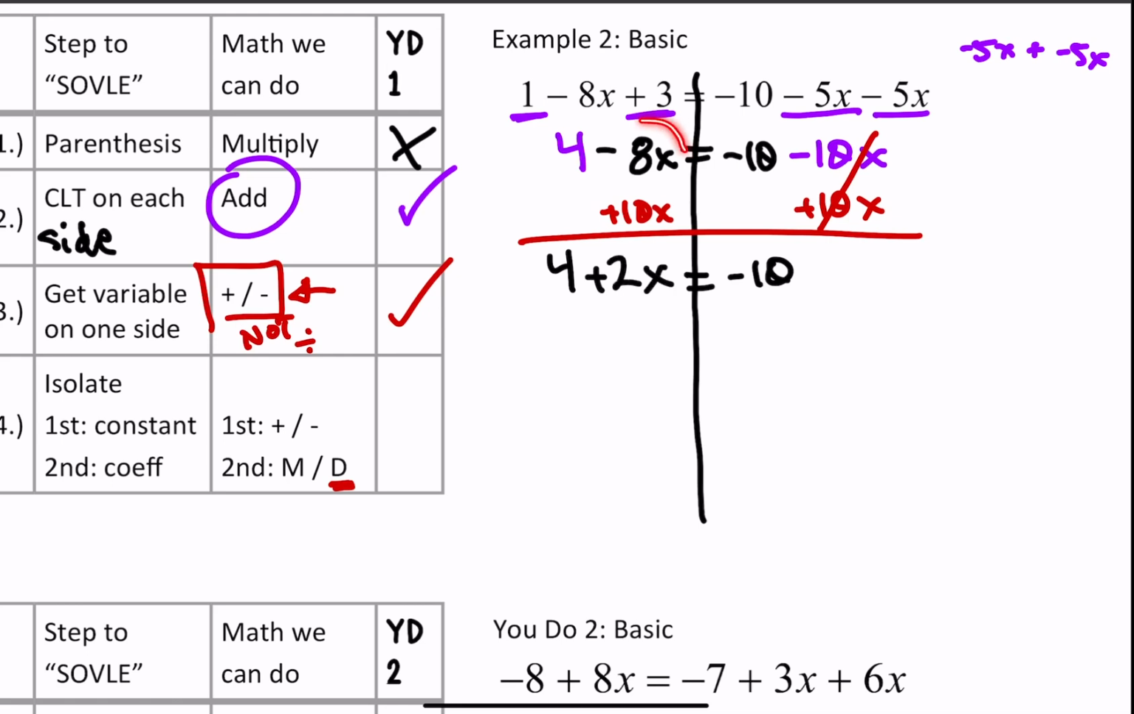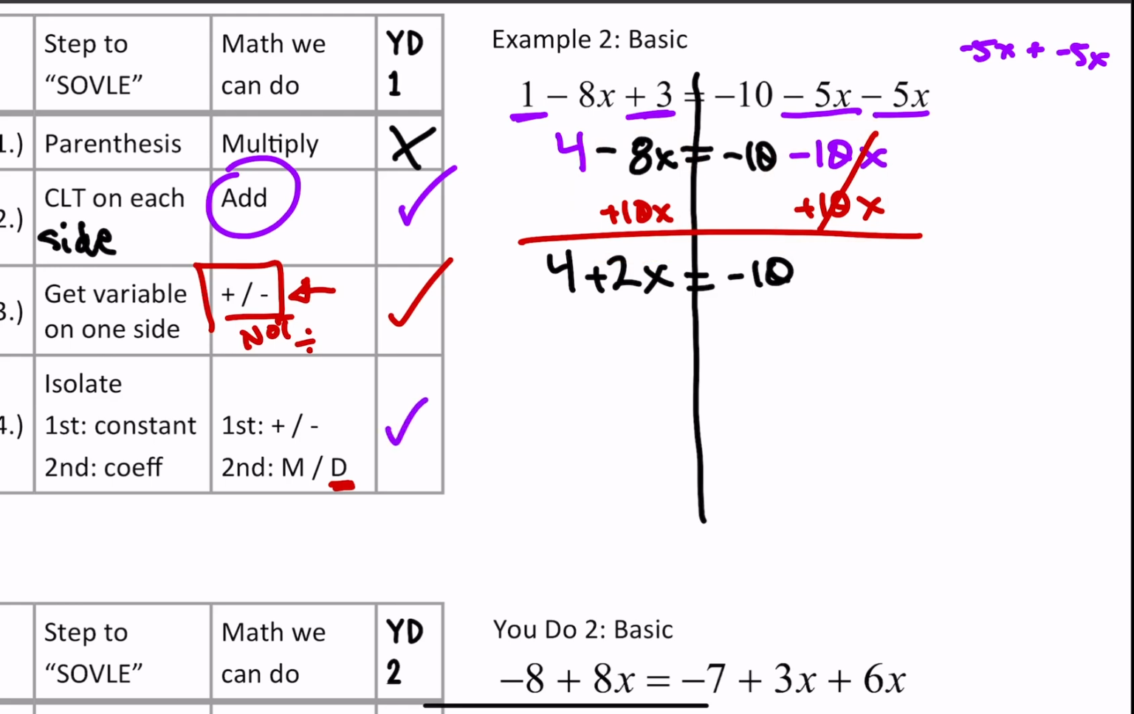Please notice I line up the variable piece I move with the other variable pieces. That red 10x is underneath another piece that has that variable. Don't line it up under that purple 4 or that black negative 10, because if you do that, you're going to make a silly sign mistake because those aren't variable pieces. They do not combine. They are not alike.